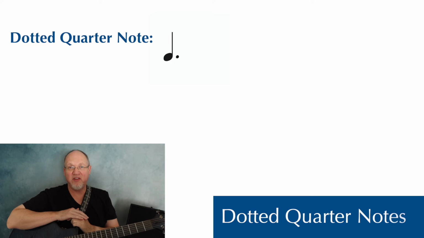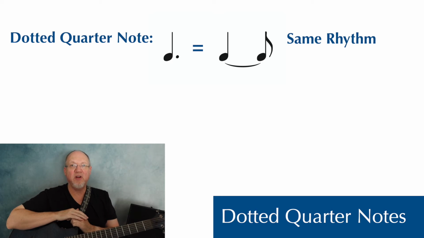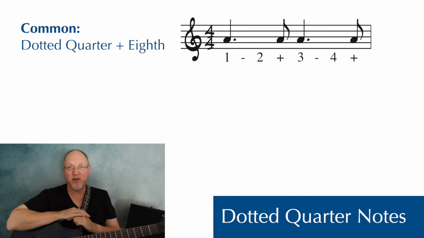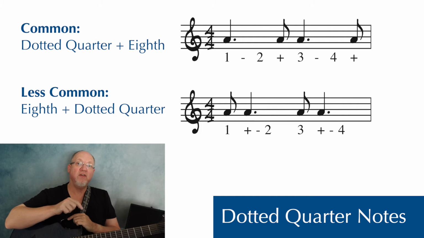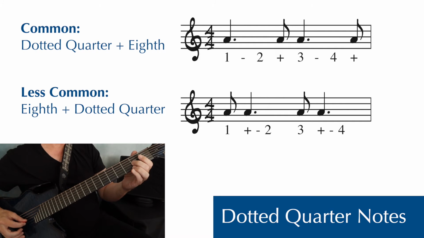Our next rhythm is the dotted quarter note. A dotted quarter note is the same as tying a quarter note to an eighth note, and we covered ties in the previous video. 1 and 2 and 3 and 4 and 1 and 2 and 3 and 4 and. That dotted quarter eighth note rhythm is pretty common, but every once in a while you're going to see it reversed with the eighth note first, and here's how you count that. 1 and 2, 3 and 4, 1 and 2, 3 and 4.